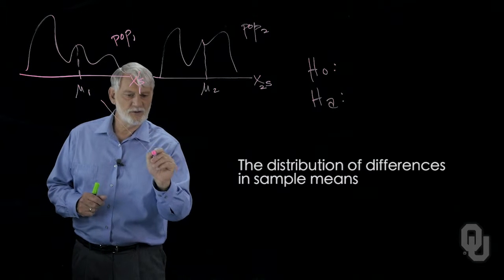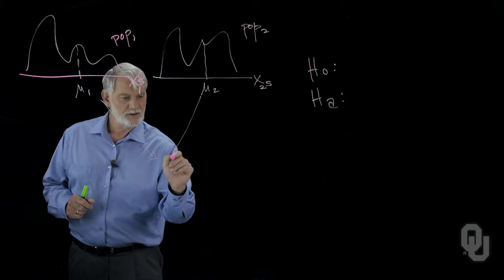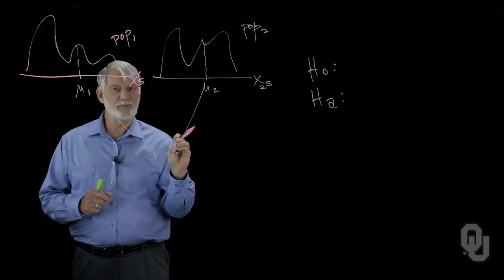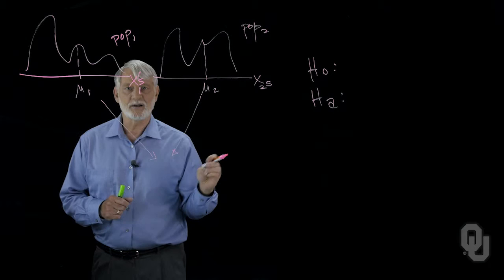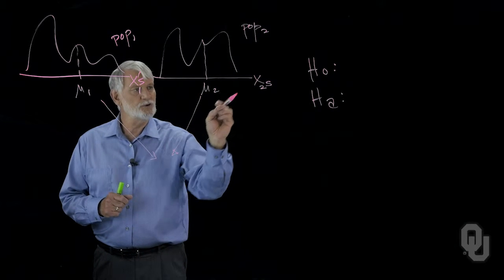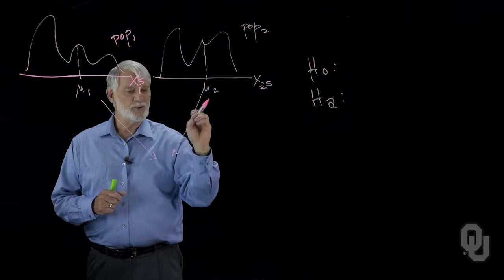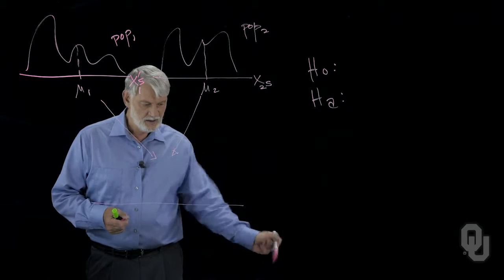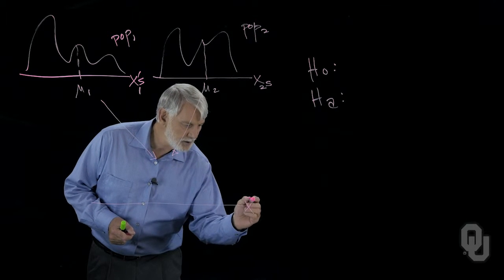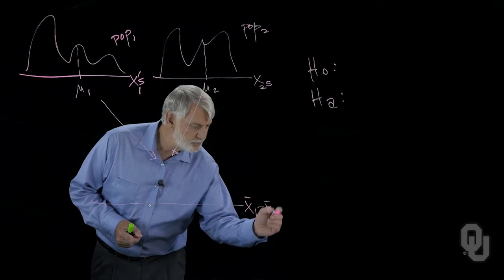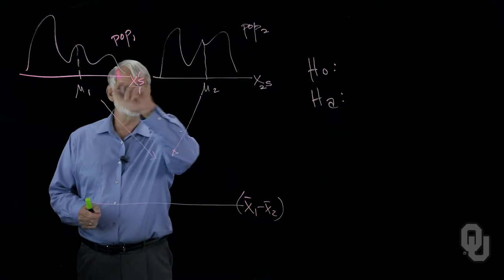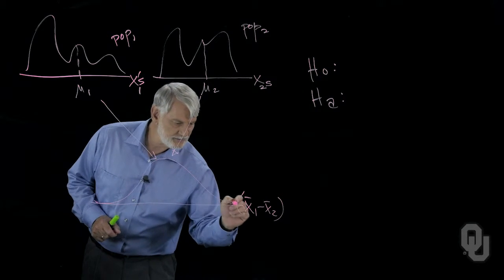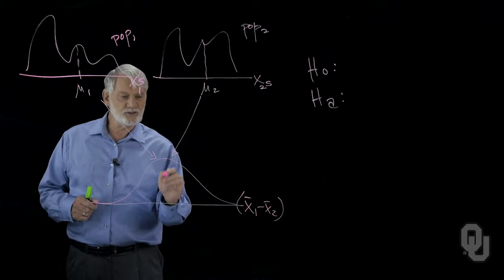So what I'm going to do is this. I'm going to take a sample from group 1 and get a sample mean, let's say x bar 1. And then I'm going to go into group 2 and get a sample mean, x bar 2. And down here, I'm going to have x bar 1 minus x bar 2. I'm going to subtract this one from this one. And that, big surprise by this time, is going to be normally distributed.